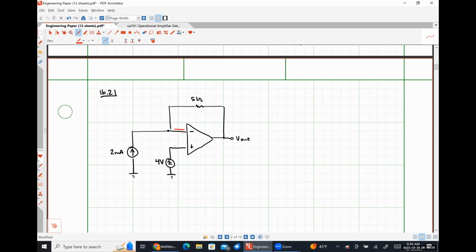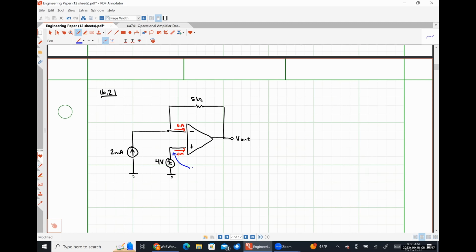So applying rule number 1, we observe that this current is 0 amps and this current is 0 amps. What's rule 2? Or sorry, what's step 2? My apologies.